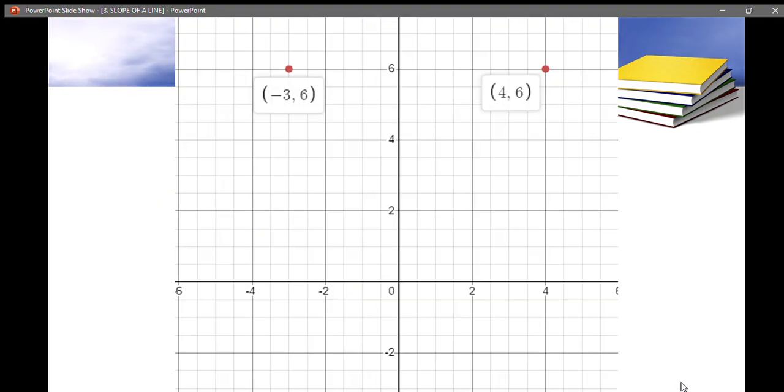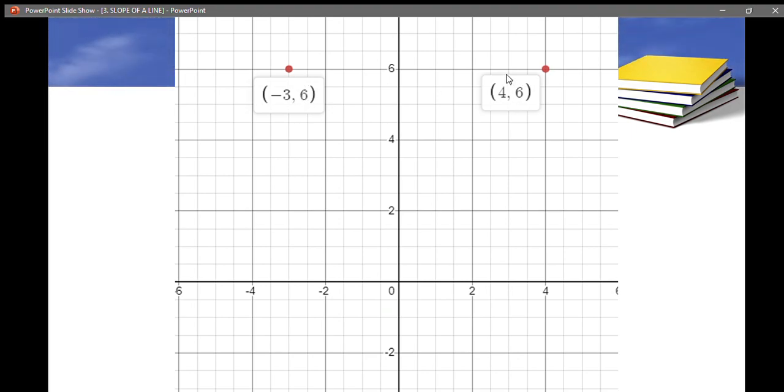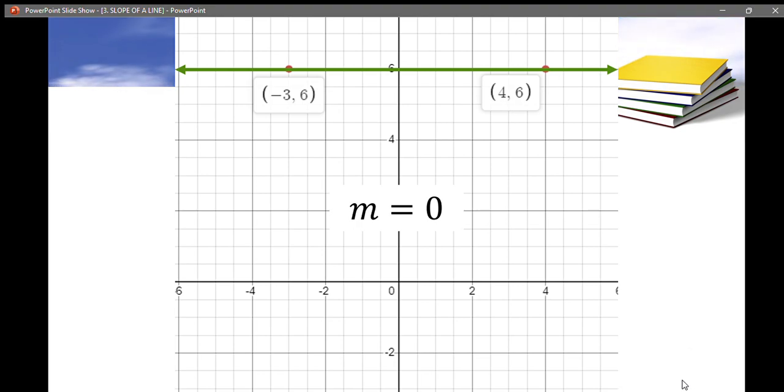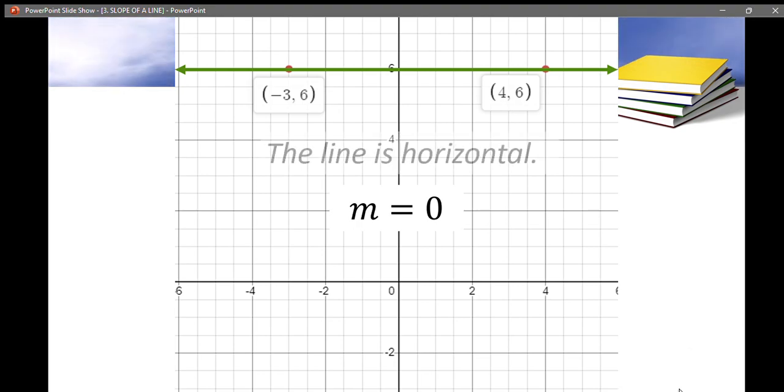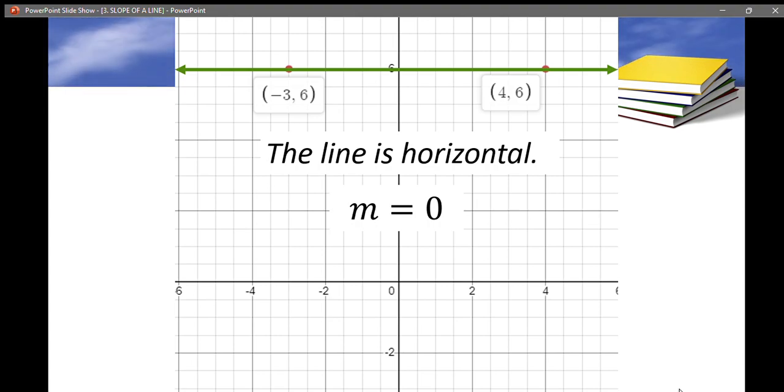Here we have (-3, 6) and (4, 6). If we connect them, we will create a horizontal line. Please remember, if we have a 0 slope, our line is horizontal.